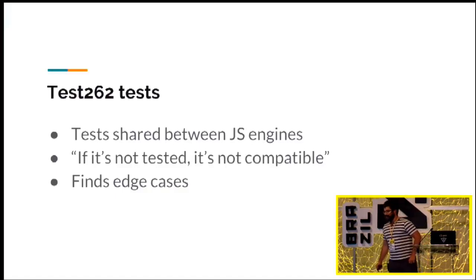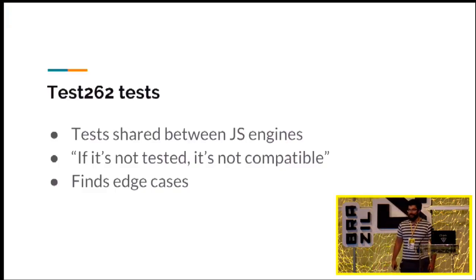We also have testing. Test262 is the conformance test suite that we have, which is shared between all the JavaScript engines, and also shared between other projects that are trying to implement JavaScript, not just browsers. And this is what we do when we have a feature. The idea is you have to upstream tests into this particular test suite.